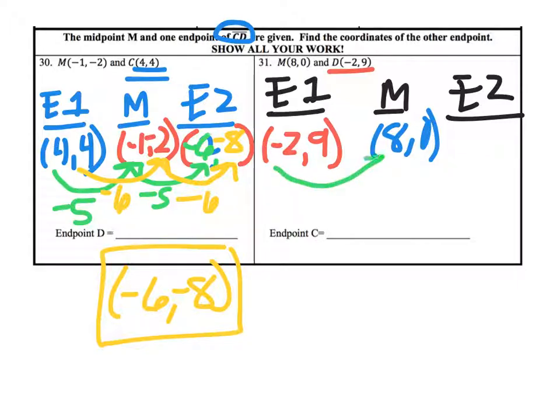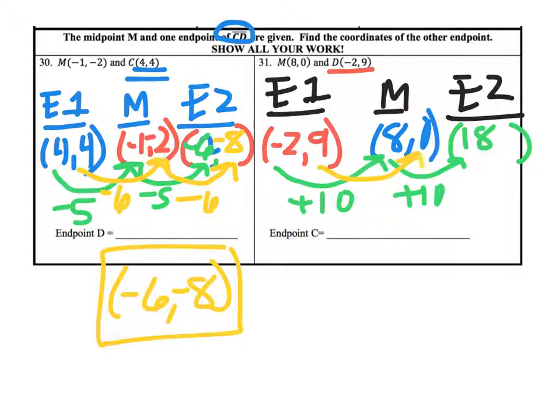And then you want to see, how do I get from negative 2 to 8? Well, I need to add 10. So then we'll add 10 to 8, and we'll get our new x, which is going to be 18. And then we're going to do the same thing for our y's. So how do I get from 9 to 0? I would subtract 9. So then we're going to subtract 9 more, and that'll be our answer here. So the final answer here would be 18, comma, negative 9. And that is your answer.